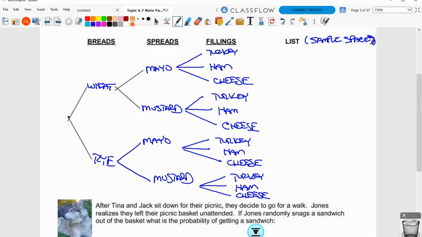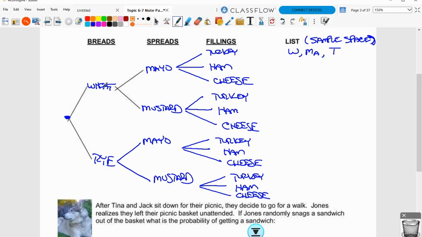The way that we're going to make our list, our sample space, is by following the branches on the tree diagram. So here we are at the beginning of our tree diagram. We're going to follow the branches. Our first possible sandwich would be wheat bread with mayo and turkey. So I'm going to put W for wheat, MA for mayo, and T for turkey.